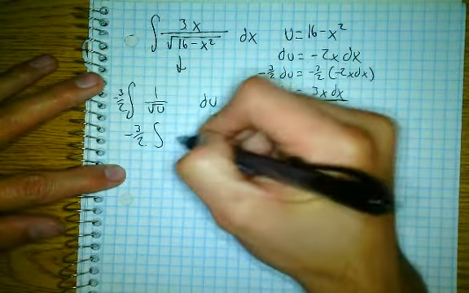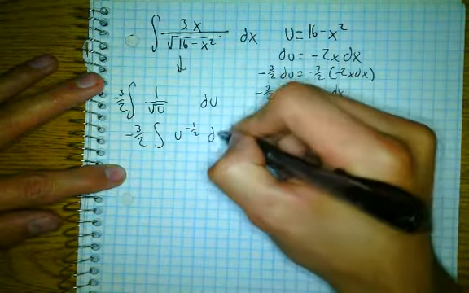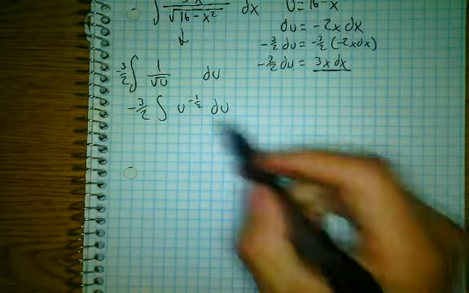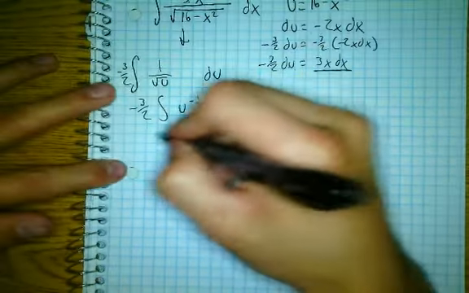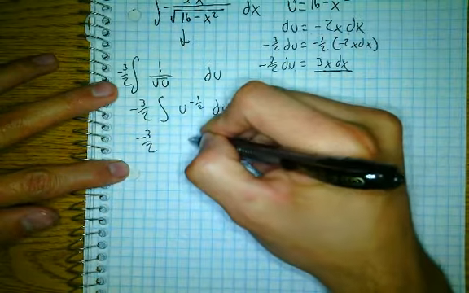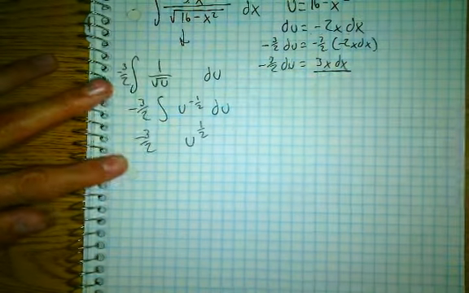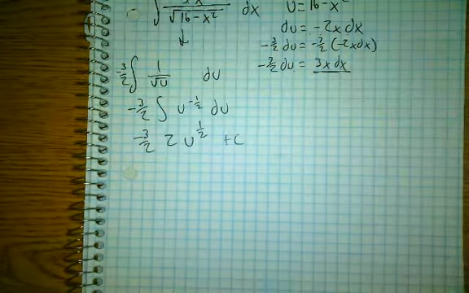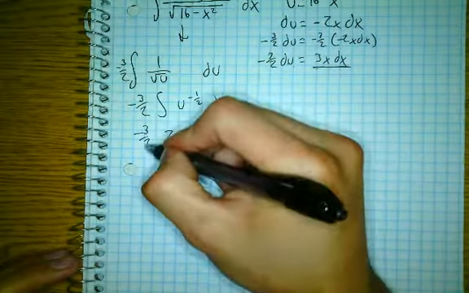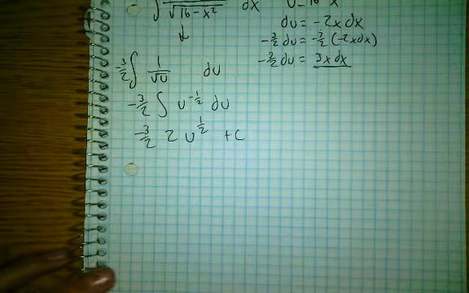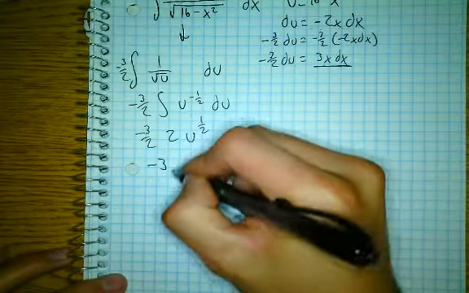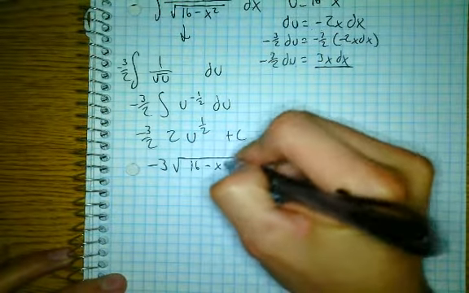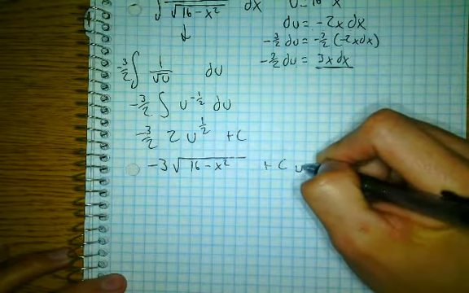Very good. u to the negative 1/2. Now you know how to anti-differentiate that. You add 1, so that becomes u to the 1/2, and 1 divided by 1/2 is 2, plus c. Now, negative 3/2 times 2 is negative 3 times the square root of, what's u? 16 minus x squared, plus c.